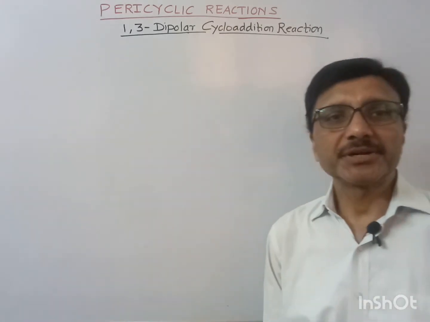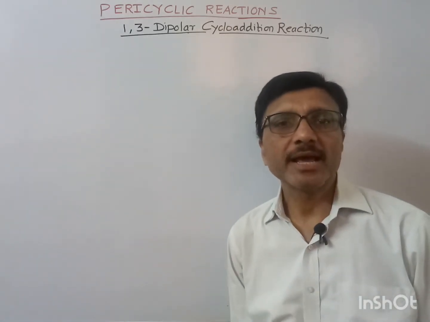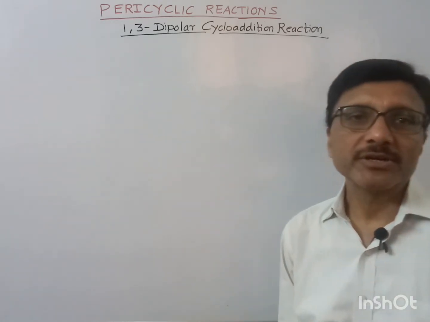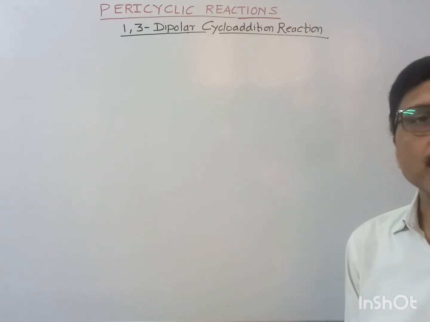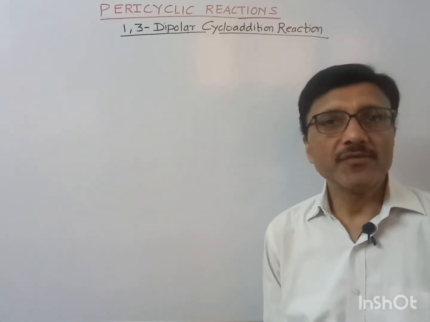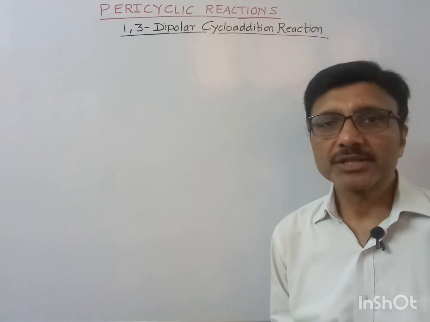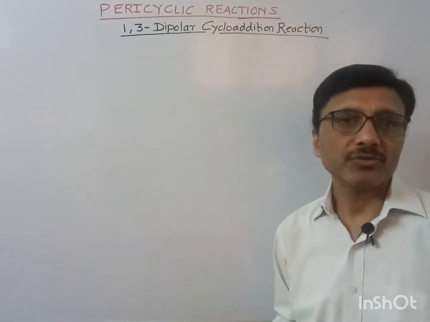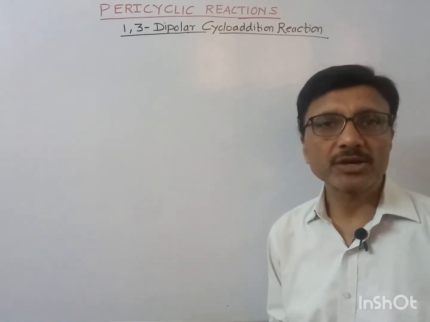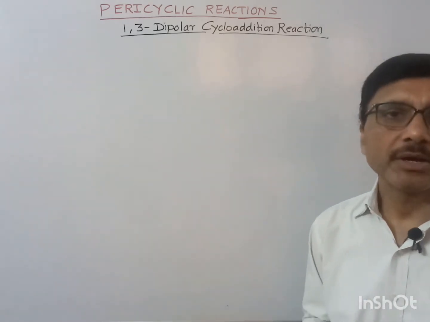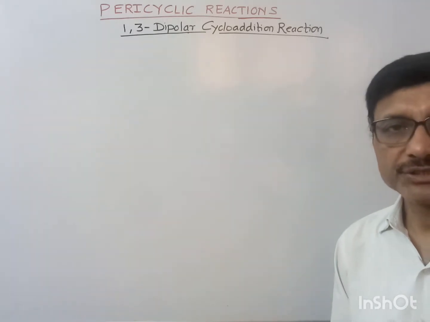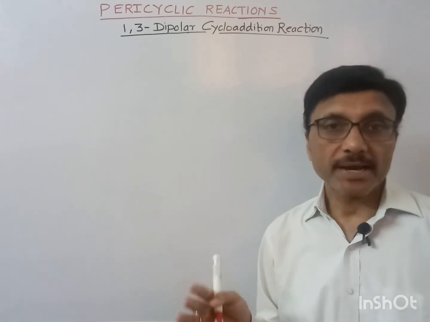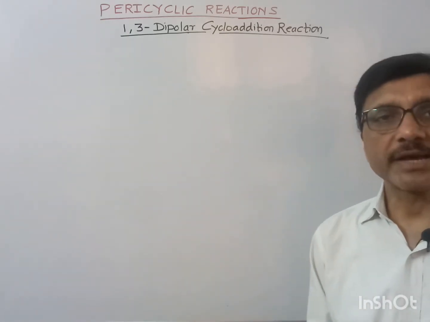In pericyclic reactions, today I will explain the 1,3-dipolar cycloaddition reaction. This 1,3-dipolar cycloaddition reaction is an example of a 4+2 cycloaddition reaction which takes place under thermal conditions, similar to that of the Diels-Alder reaction. The Diels-Alder reaction was also a 4+2 cycloaddition reaction, and that undergoes reaction under thermal conditions.